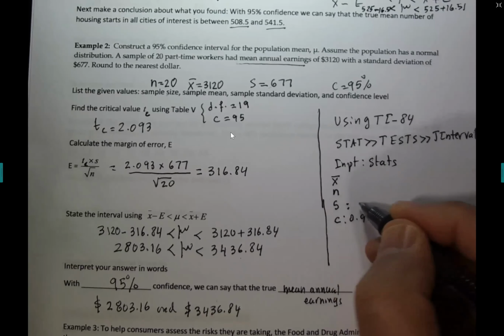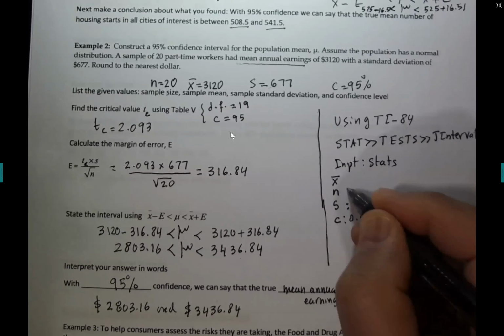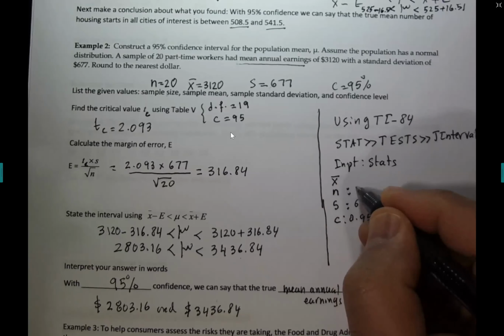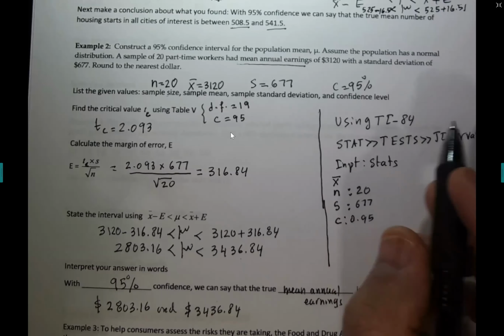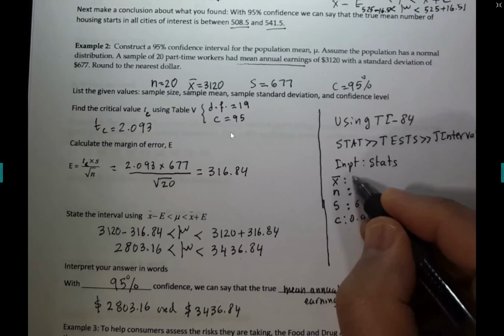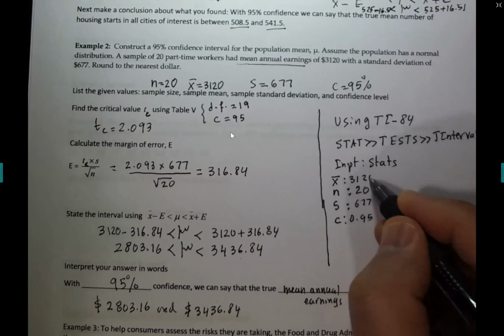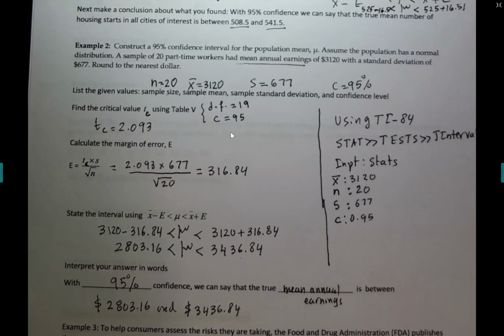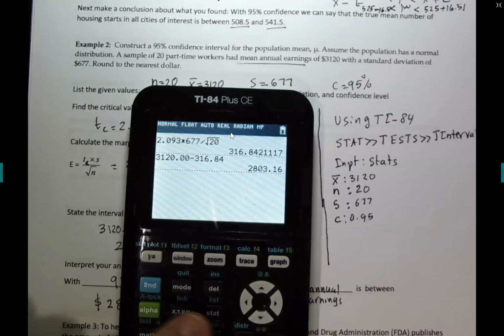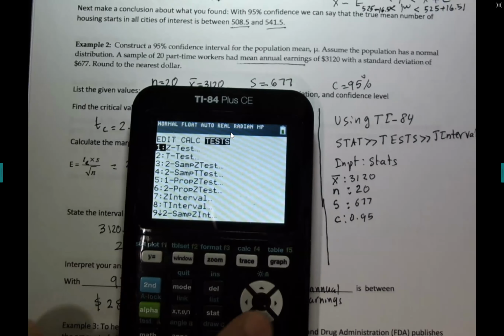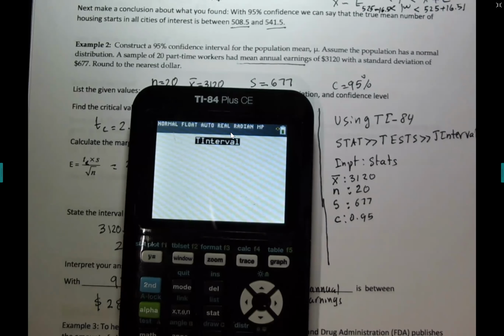you enter S, which is 677, you enter N, which is 20, not 19. You use 19 only for the table, but you just put the sample size here, whatever it is. 3120, and let's do it. Stat. I cannot make it any easier, guys, using the calculator. Look how easy it is. If you just use the right formula.